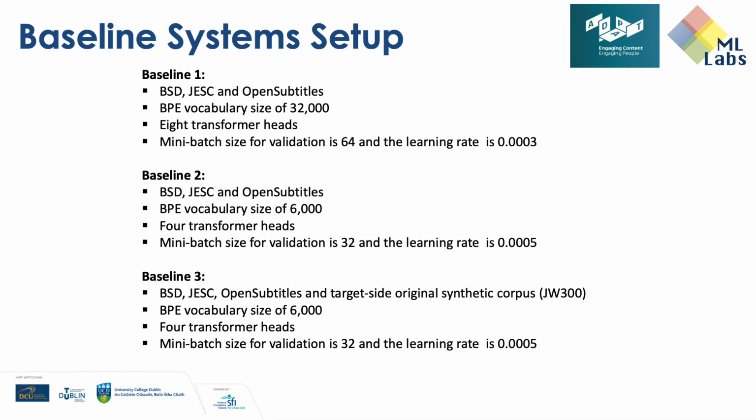Then for baseline 2, we made use of the same corpora, except here the byte pair encoding vocabulary size was set to 6,000, and we only used 4 transformer heads. And as you can see, the mini batch size for validation is set to 32, and the learning rate has changed to 0.0005. And then finally, for baseline 3, we made use of the BSD, JESC, and OpenSubtitles corpora once again, but to this we also added a target side original synthetic corpus. So we built a model translating from English to Japanese, and then we translated the monolingual data, and that's how we created our synthetic corpus. The byte pair encoding vocabulary size is also 6,000, and once again 4 transformer heads, and the mini batch size for validation and learning rate are the same as for baseline 2.